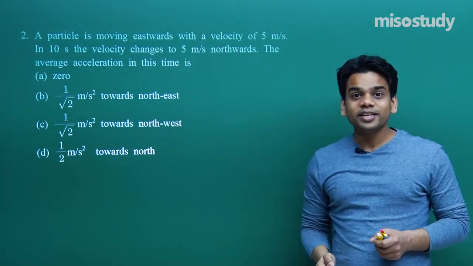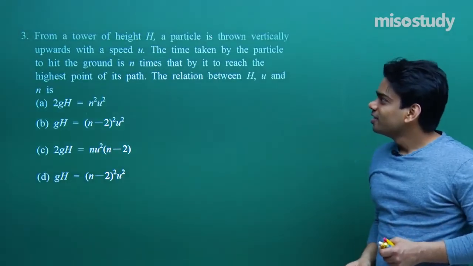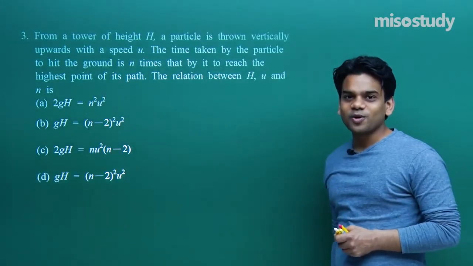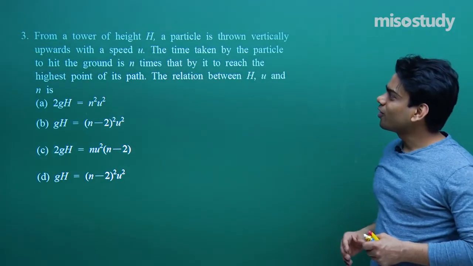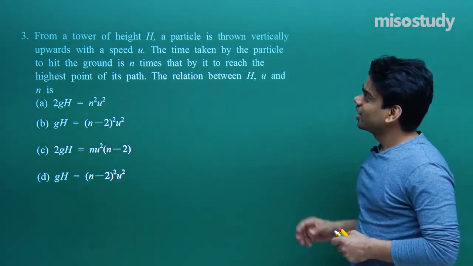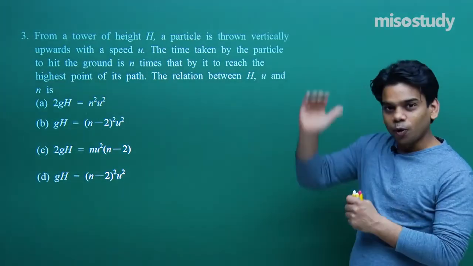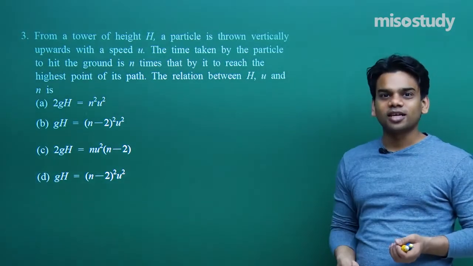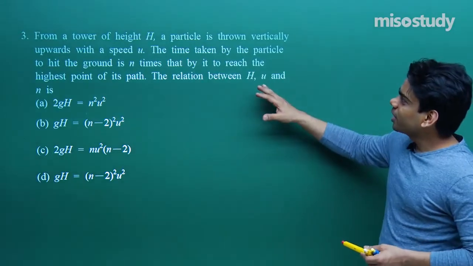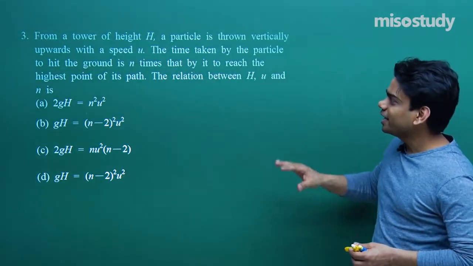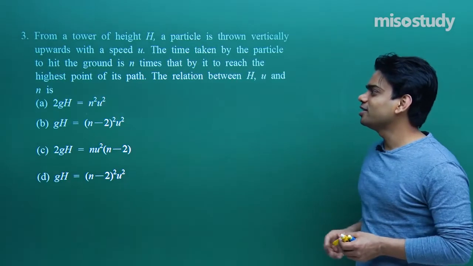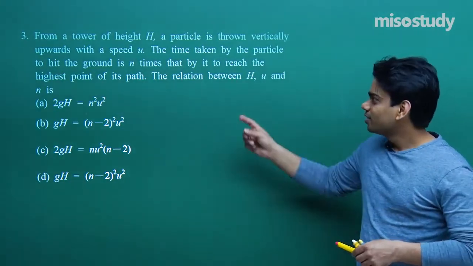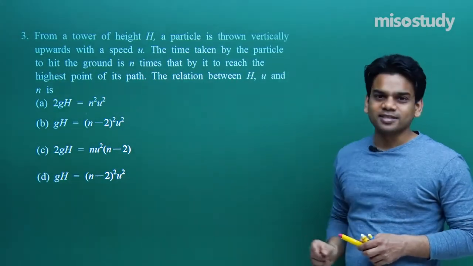Now let's go with the next problem of the day. Third one. This is an interesting problem. From a tower of height H, a particle is thrown vertically upwards with a speed u. So you have taken a particle, you have thrown it upwards, it comes down. The time taken by the particle to hit the ground is n times that taken to reach the highest point of its path. The relation between h, u and n is.